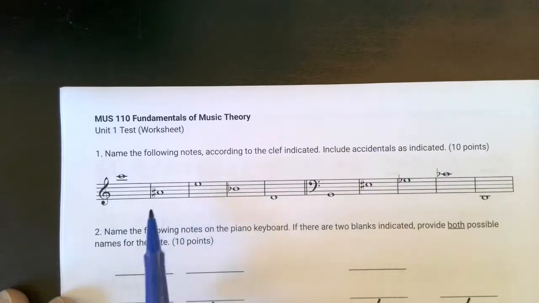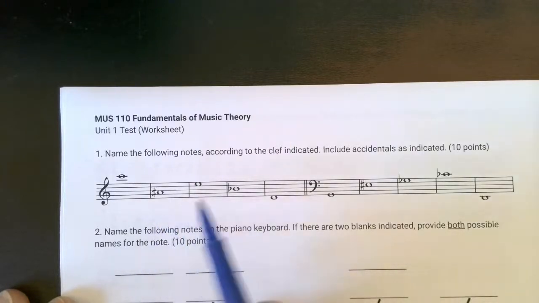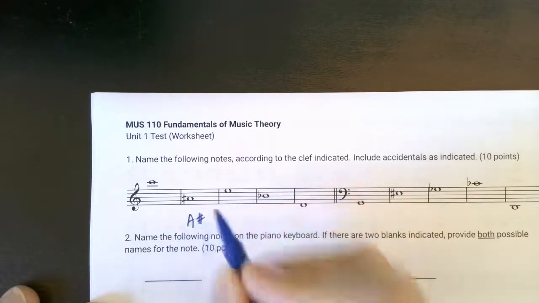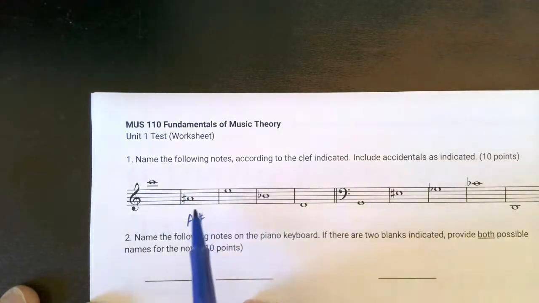Remember that when you write out the letter name, the accidental goes to the right of the letter name. So in this case, this would be A sharp. However, when you're writing the note, the sharp or flat goes to the left, before the note. So essentially, it's a little funny: when you're writing the note, it would look like sharp A, but when you're writing it in letter form, it would say A sharp.